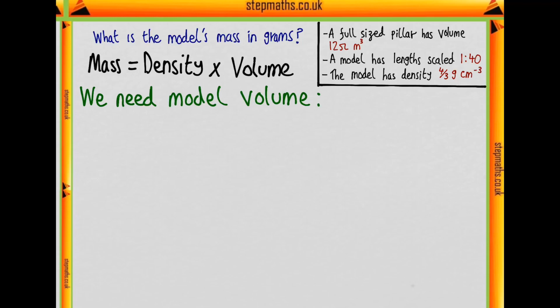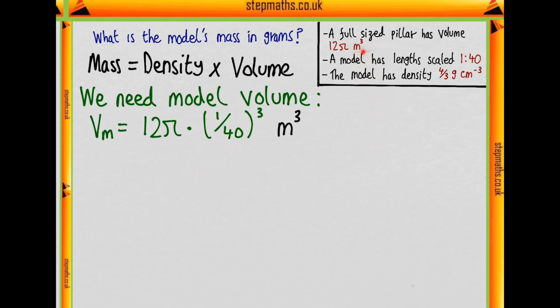So we already know the volume of the big model. We know it's 12 pi metres cubed. And we know the lengths are scaled 1 to 40. So that means every length dimension on our model pillar is 40 times smaller. So the volume will be 1/40 cubed as a factor smaller, because all the dimensions are a 40th of what they were. So we know the volume of the model, we'll call this Vm, is equal to 12 pi times 1/40 cubed metres cubed.